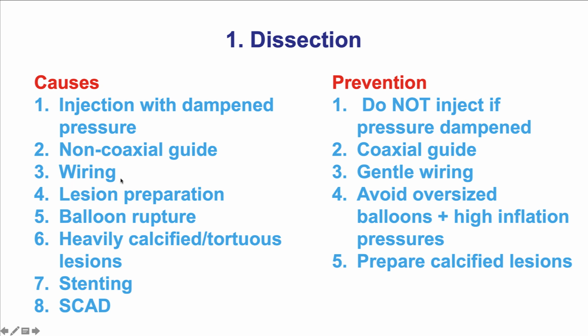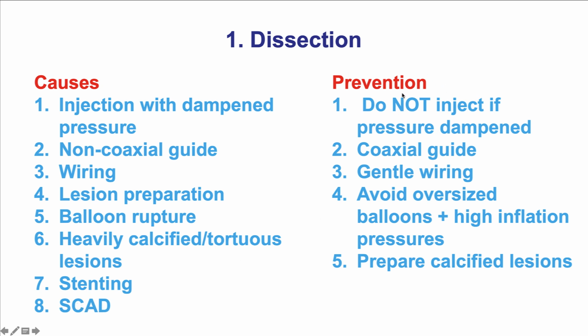Dissections can also happen during wiring attempts, especially through complex lesions. They can happen during balloon angioplasty, atherectomy, or if balloon rupture happens. They are more likely to occur in vessels that are heavily calcified or tortuous. Dissection can happen after stenting, and again, some patients might present with spontaneous coronary dissection.